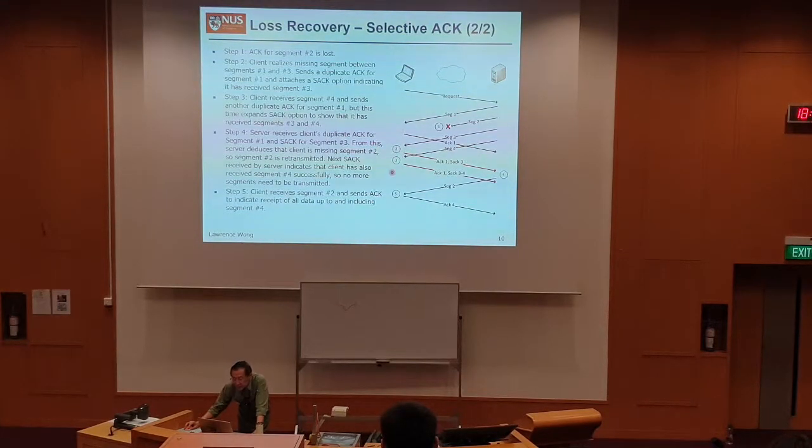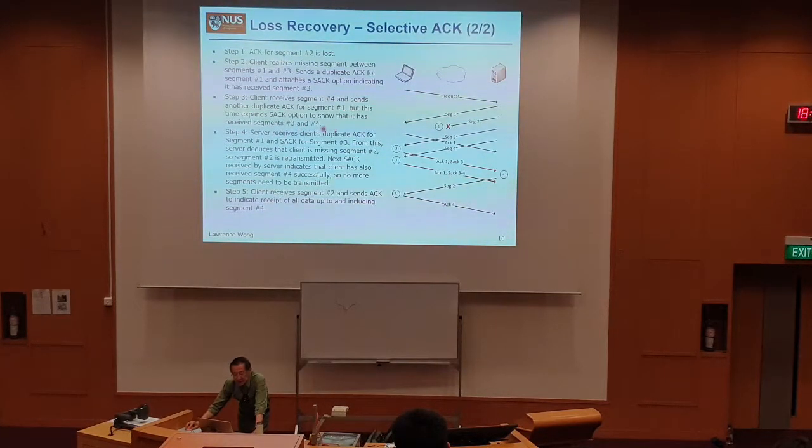Then the next step is step number 3. Client receives segment 4, and sends another duplicate ACK for segment 1, but this time expands the SACK or selective ACK to show that it has received segments 3 and 4. You can see segments 3 and 4. Okay? Then step 4 is over here.